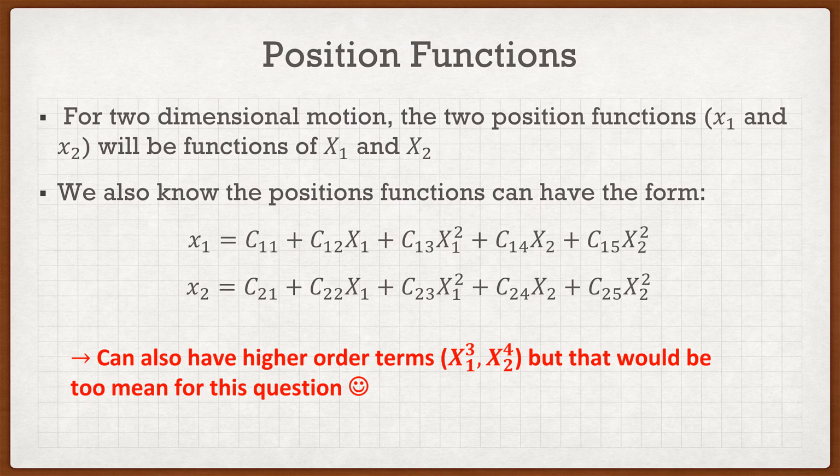So in its current state, we're going to assume that our position function x1 is going to be a function of X1, X1 squared, X2, X2 squared, and then some coefficient. I represented the coefficients as C11, C12, etc. And the goal of this will be to solve for exactly what those C11, C12, and so on are.